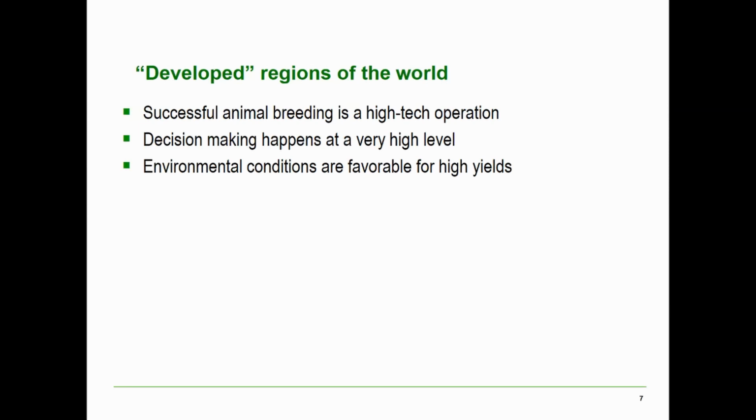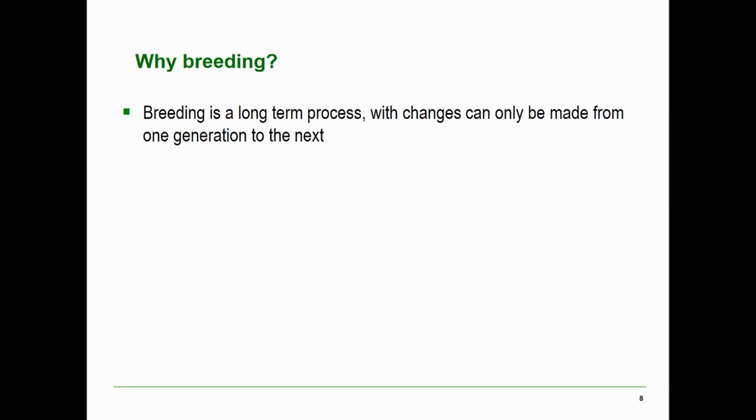So in these regions, animal breeding programs are high-tech operations with decision-making taking place at a high level of breeding organizations, and generally the environmental conditions are favorable for high yields. Environmental conditions in this case mean not only climate, but also the housing conditions and all the production environment that is in place. But why are we concerned about breeding at all?